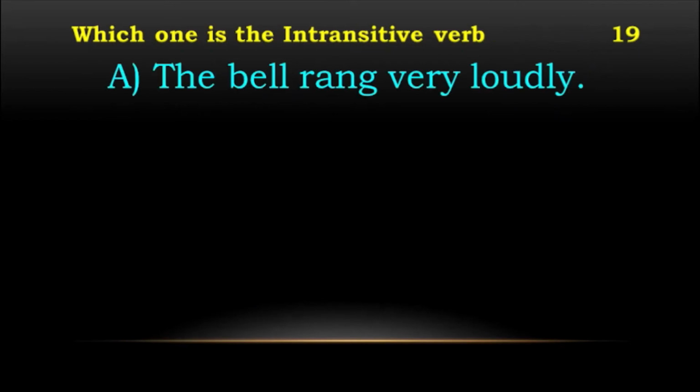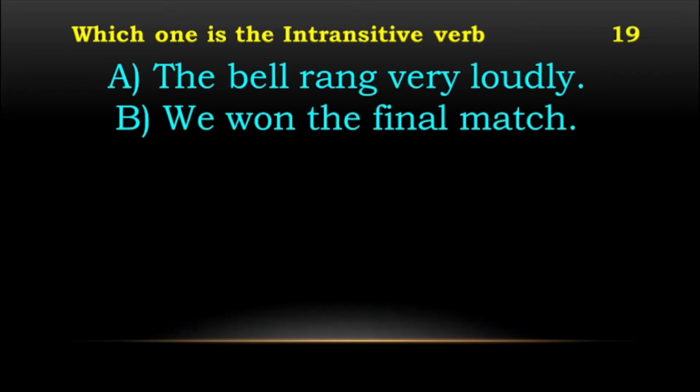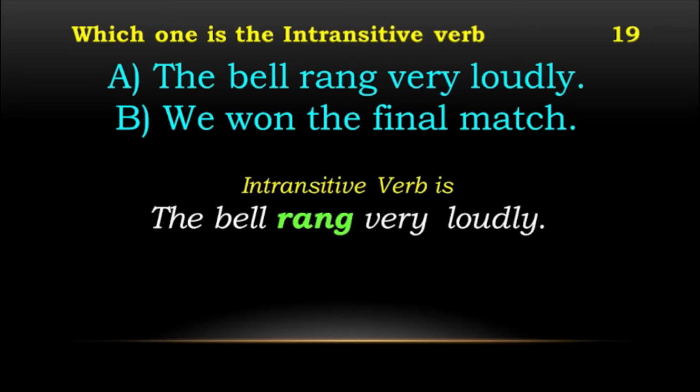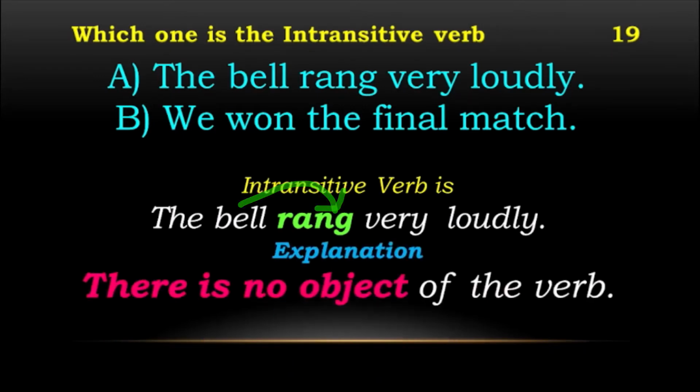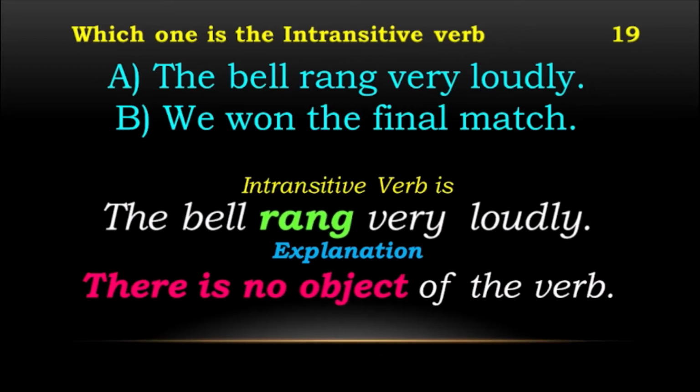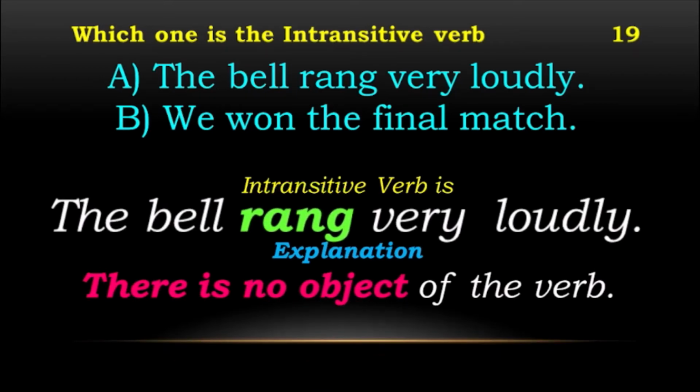Next one is there, number 19. Here you have to find out the intransitive verb. The bell rang very loudly. We won the final match. Yes, the final match is the object. So win is your transitive verb, and the bell rang very loudly is your intransitive verb. There is no object in this sentence. The bell rang very loudly.